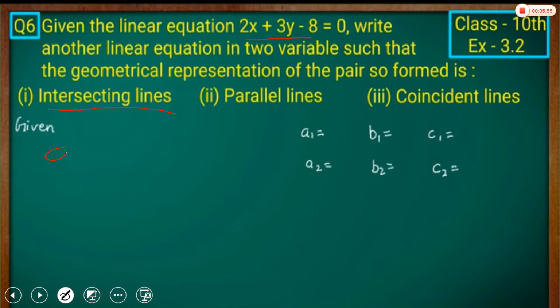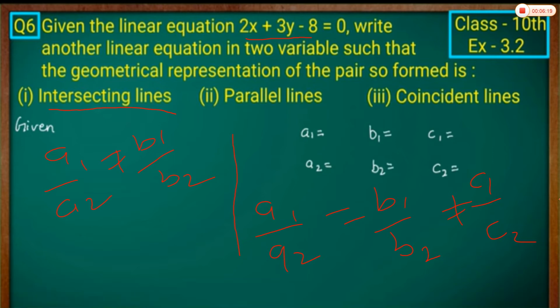So we know that lines intersect when a1 by a2 is not equal to b1 by b2, and lines are parallel if a1 by a2 equals b1 by b2 not equal to c1 by c2, and lines coincide if a1 by a2 equals b1 by b2 equals c1 by c2.